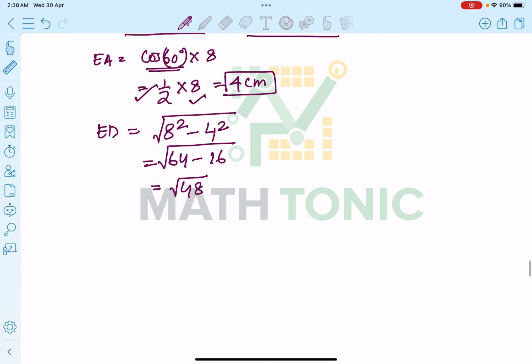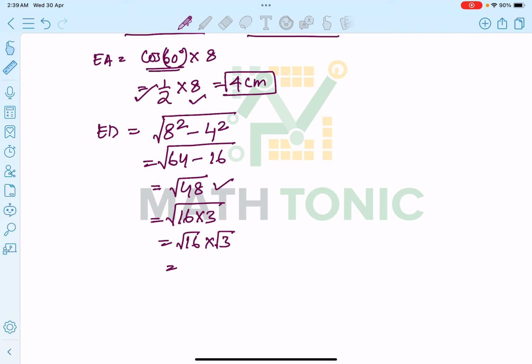How to simplify this? I told you already, try to find two numbers whose product is 48, but one number should be a square number. I think I can break it like this: 16 times 3, and square root of 16, and square root of 3. Did you get it?